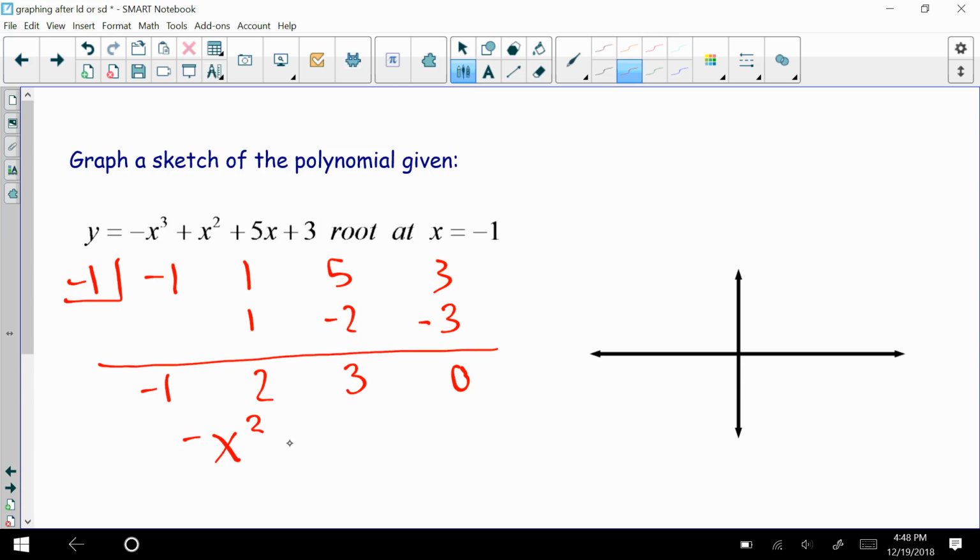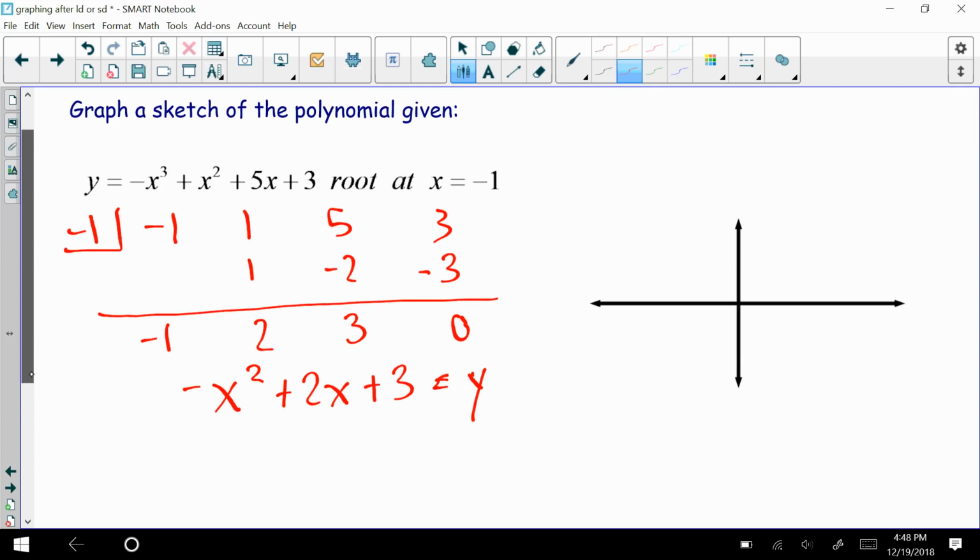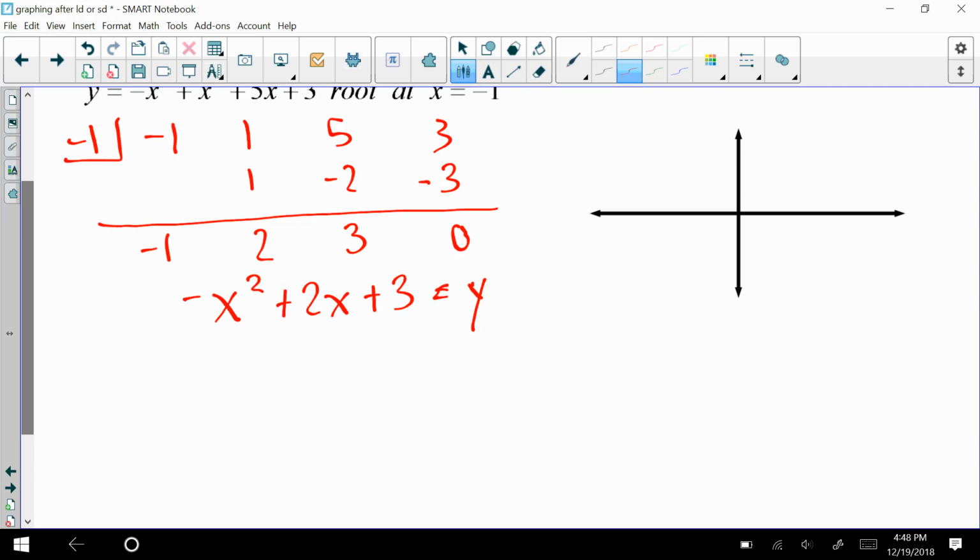Now this is a little bit weird. I get -x squared plus 2x plus 3 equals your y. And you can either factor this or you can use the quadratic formula. It does not matter. Just if you factor it, be careful that there's a negative out front.